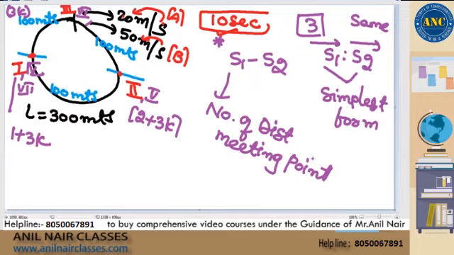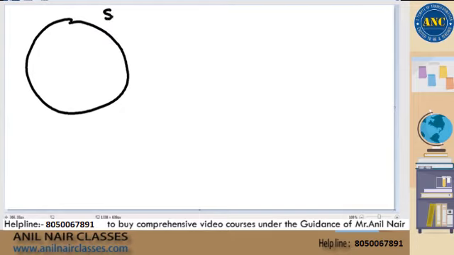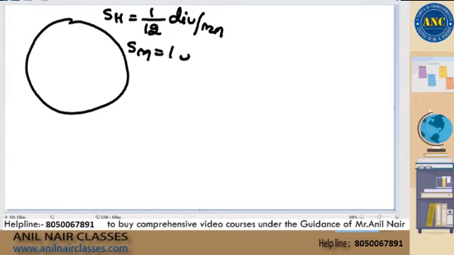Right? Now, forget about these circular tracks. Take a clock. Both are the same. Instead of A and B, first the hour hand. What is the speed of the hour hand? 1 by 12 division per minute. What is the speed of the minute hand? 1 division per minute. Both are moving in the same direction.